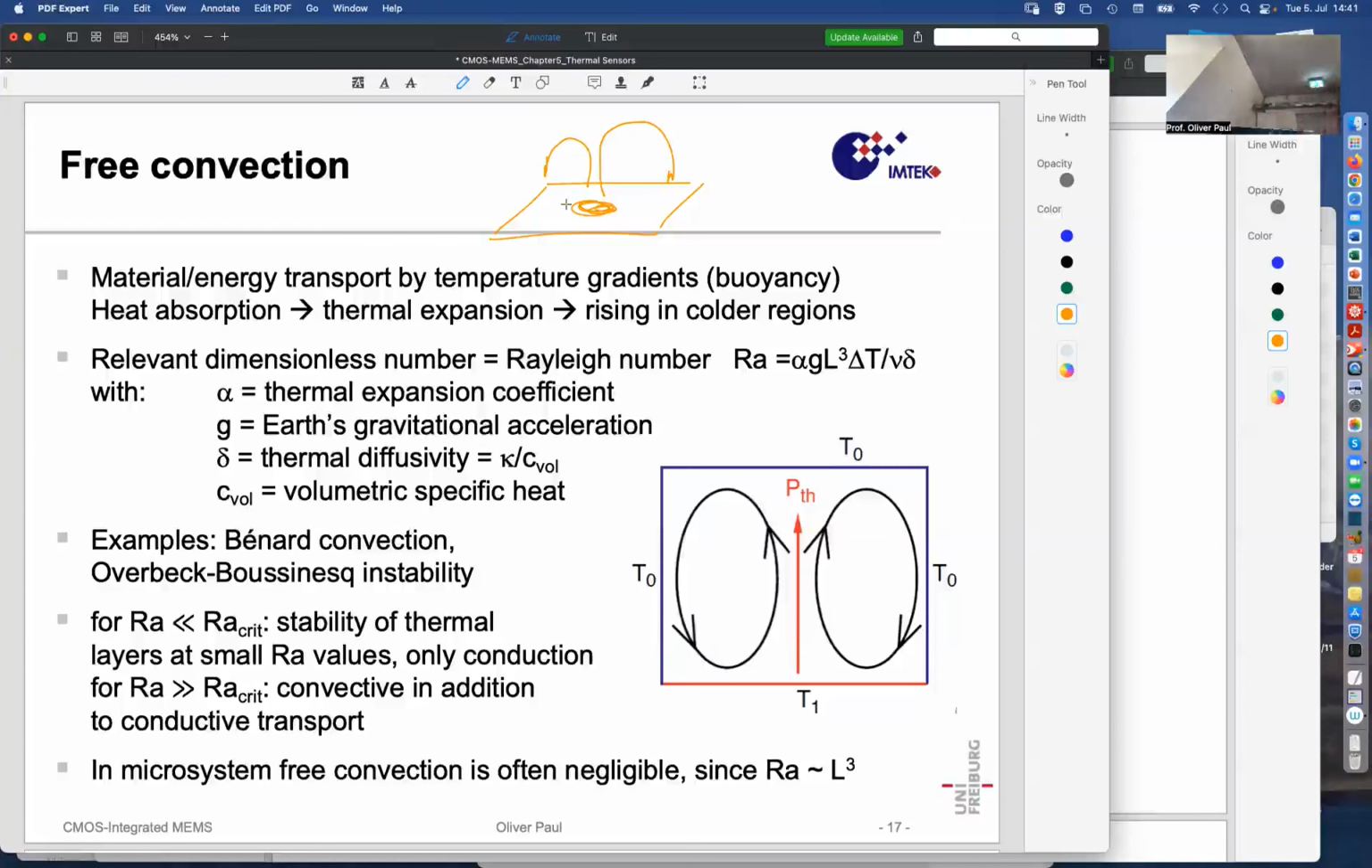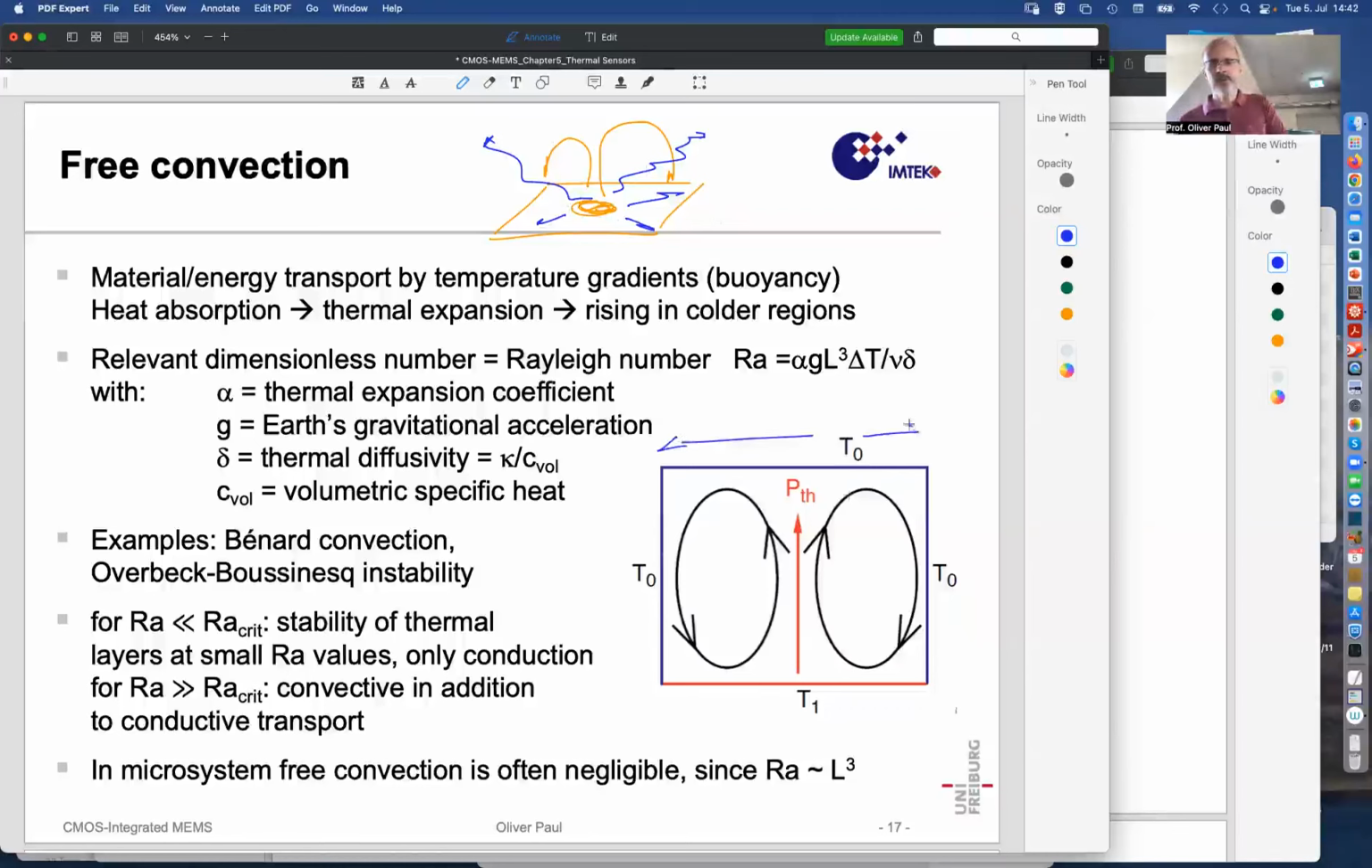We already have radiation losses, and we have seen conduction losses within the membrane. And if there is another efficient mechanism, then our sensitivity would be degraded maybe even more. So it's important to know whether this is important.